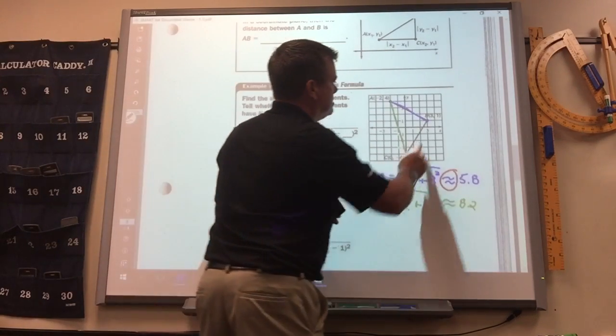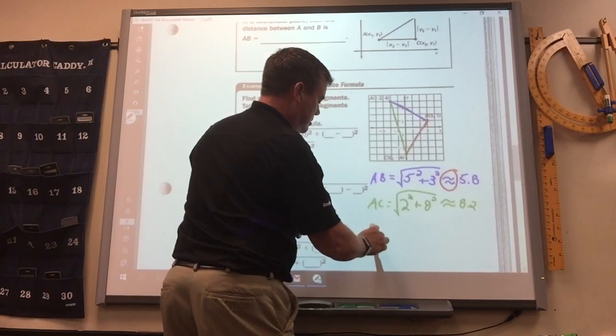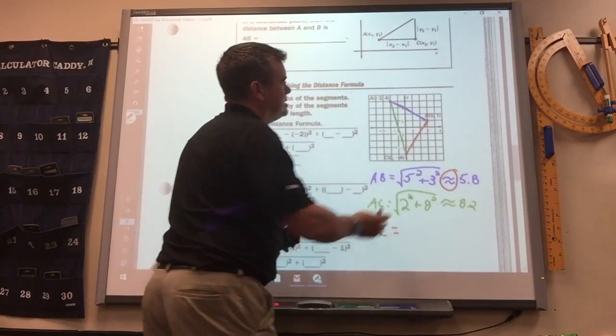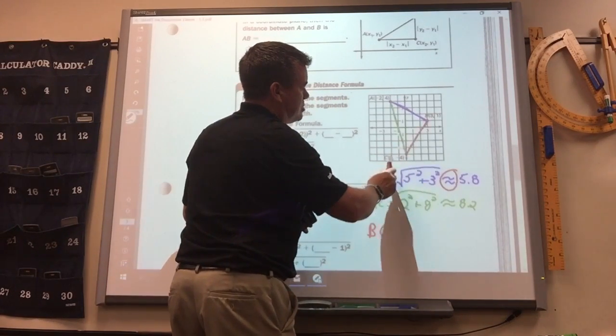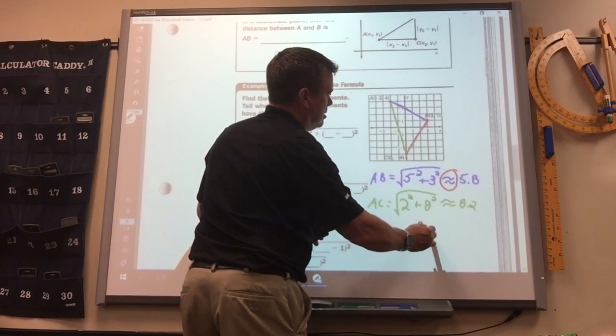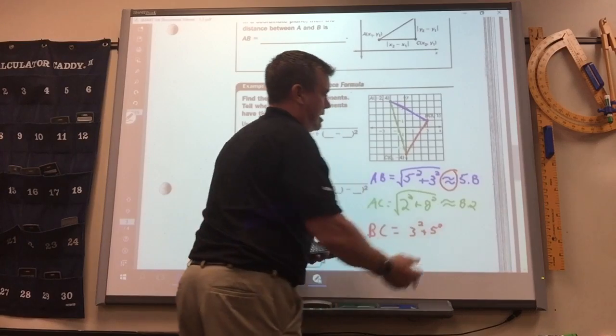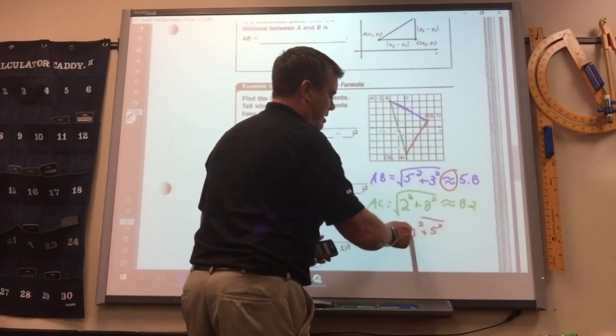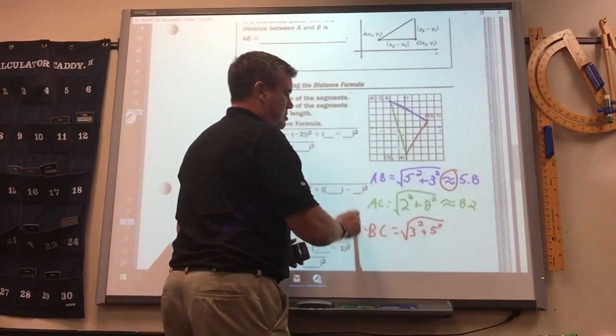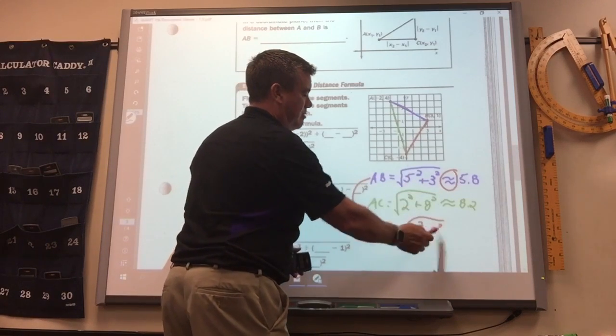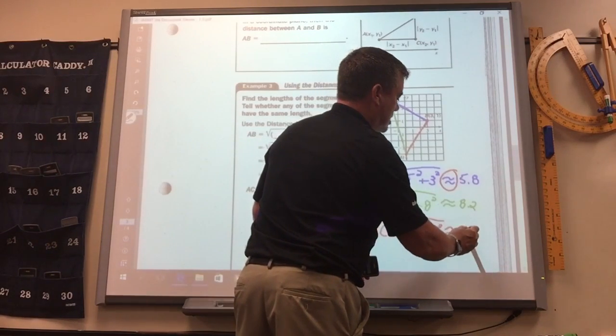And then BC. 3 minus 0 is 3 squared. 1 take away -4 is 5 squared. Or it's actually -5, just remember knock the negative off. You notice it's the same as AB. 5, 3, 3, 5. So that's 5.8.